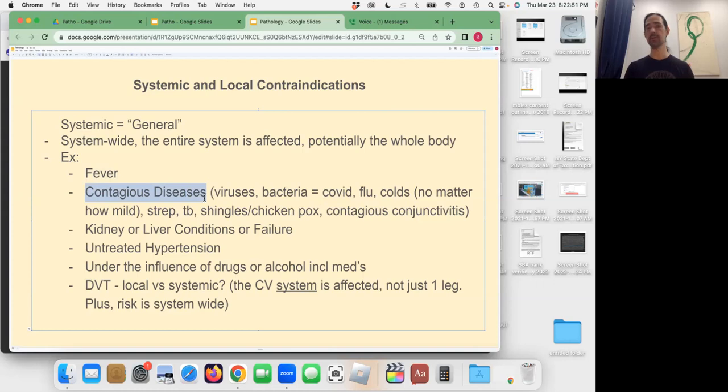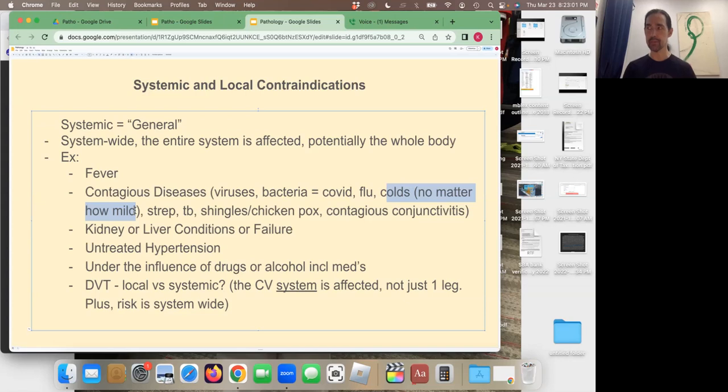Contagious diseases, almost all contagious diseases, are a total contraindication, even colds, no matter how mild. Seventy percent of workers in America go to work even though they have cold symptoms, which is why so many other people get sick. Can be a big deal, as I discussed earlier. Don't do it. Don't treat somebody who has a cold symptom.